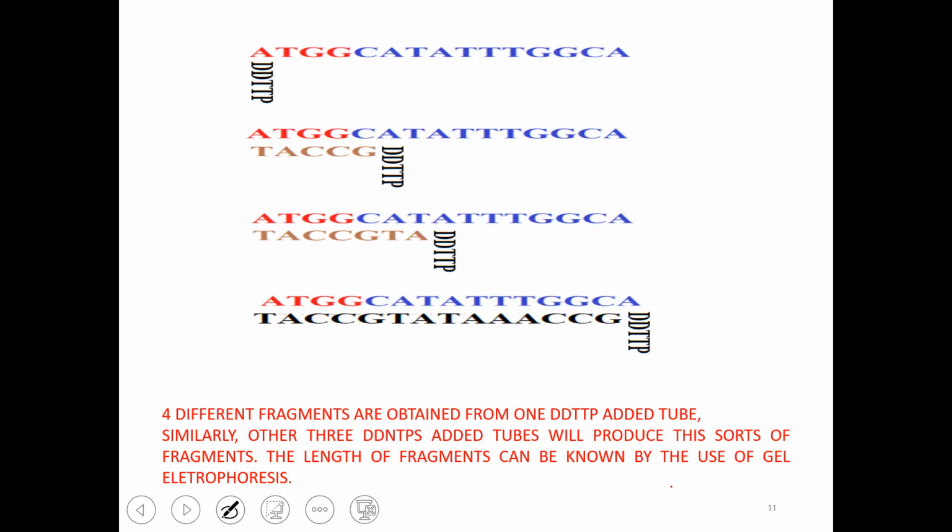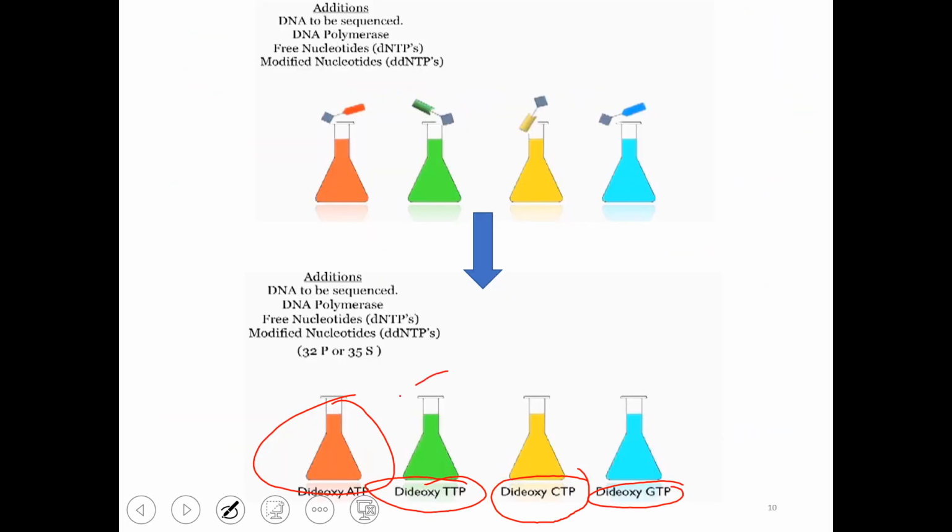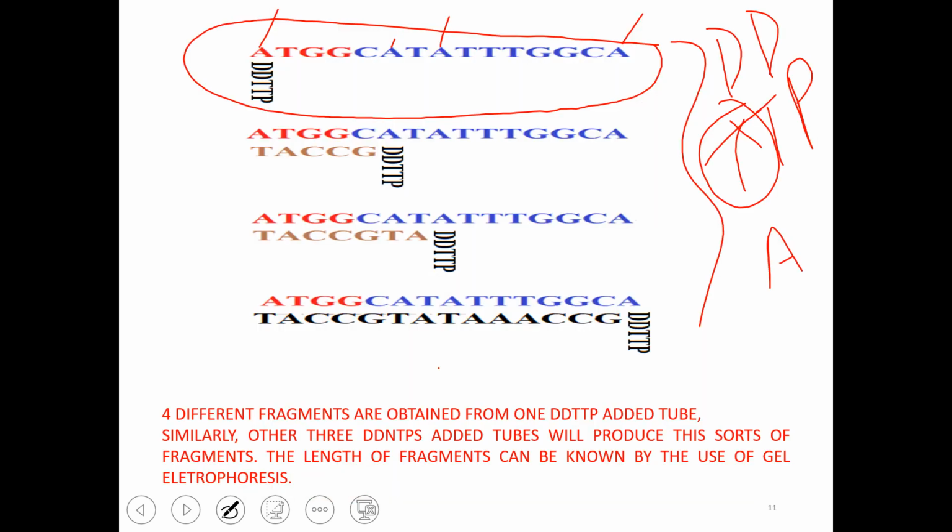For example, if you take the example of this gene. If this is the work done by the DD-TTP, so what can be this? T can be the complementary copy of the A. So there are 1A, 2A, 3A, and the 4A. It means in the DD-TTP vessels, there will be the formation of 1, 2, 3 and the 4 types of different fragments. 4 types of different fragments will be seen.